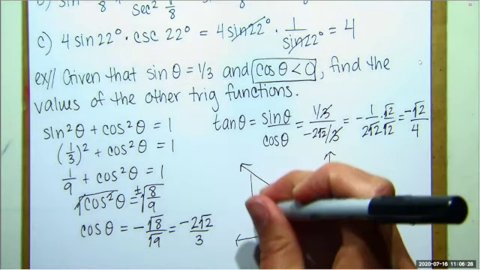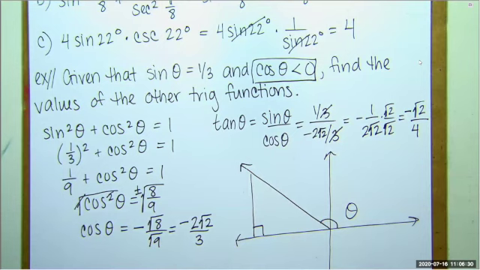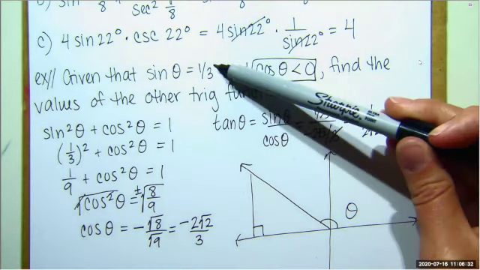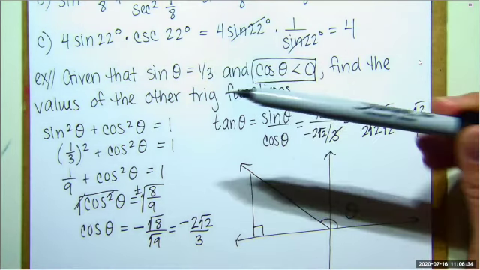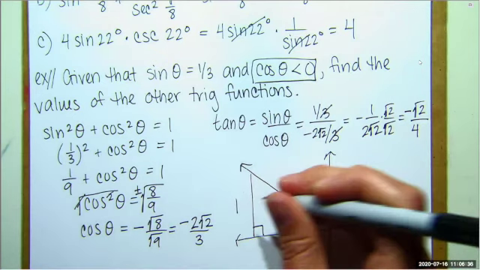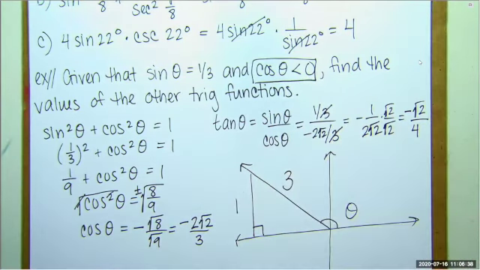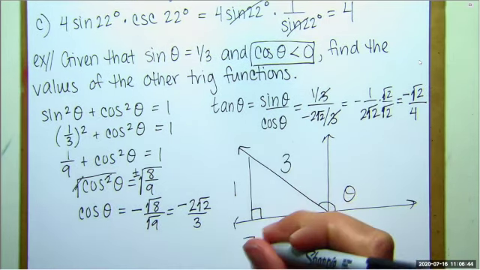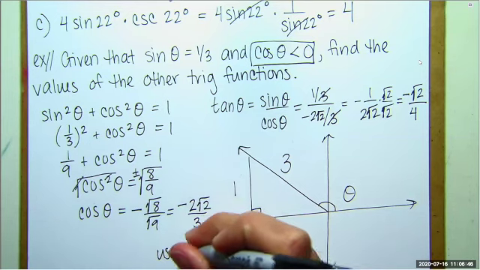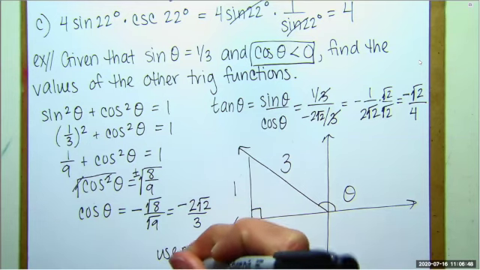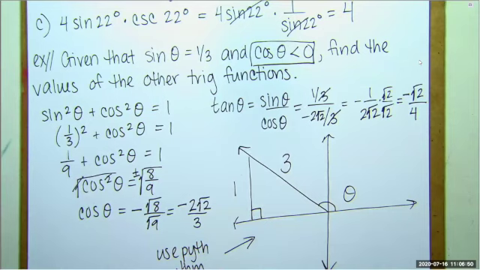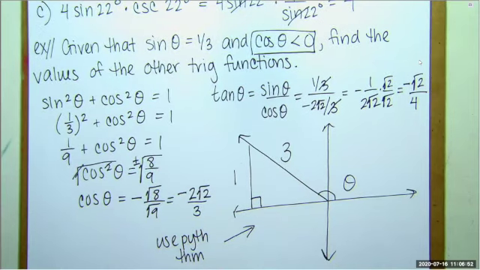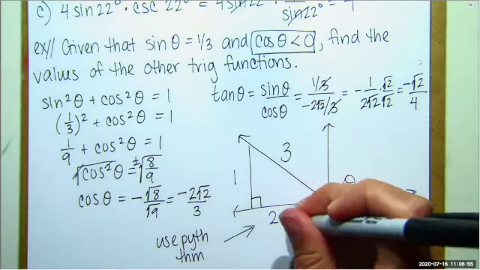Drop a perpendicular, forming a triangle. This problem tells us that sine is 1/3. So sine is opposite over hypotenuse. The next step would be to find the third side of the triangle using the Pythagorean theorem. So a squared plus b squared is equal to c squared. Solving that, we'd get that our third side is 2√2.